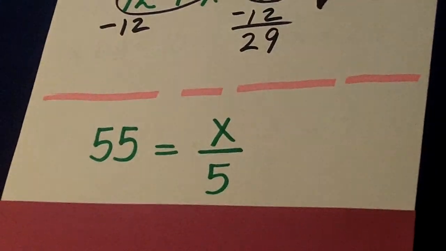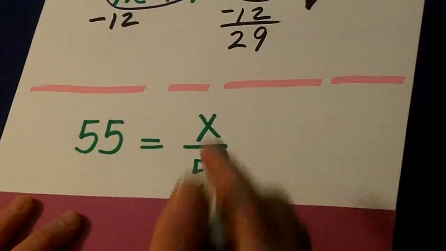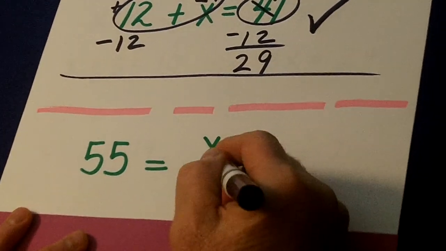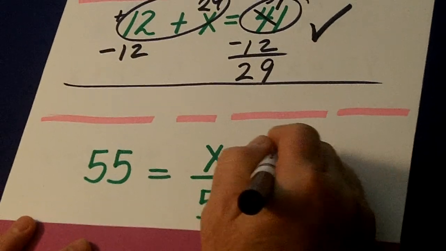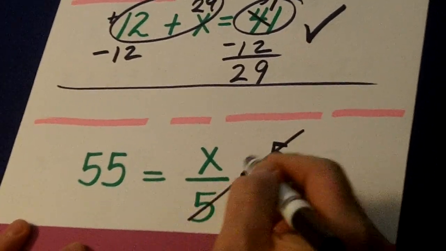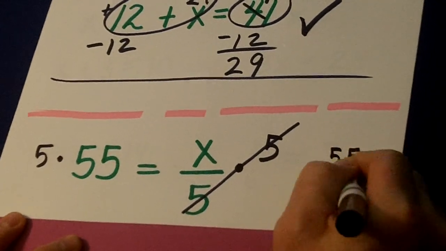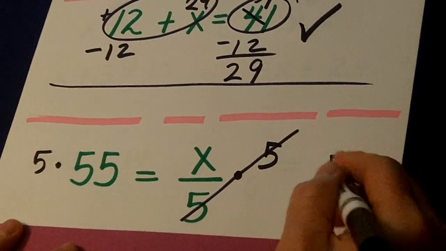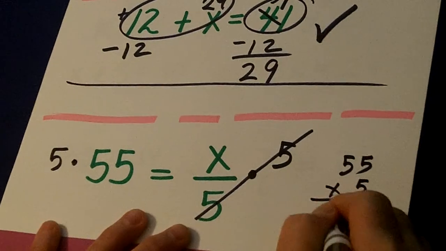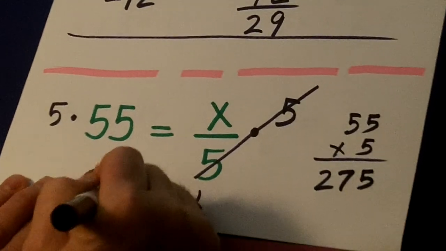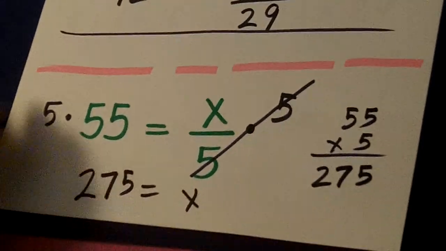If you just guess at this quickly, some people might incorrectly think the answer is 11. But watch out. Divided by 5, times by 5. 5 over 5 is 1 times x. And then 55 times 5 is 275. X is equal to 275.